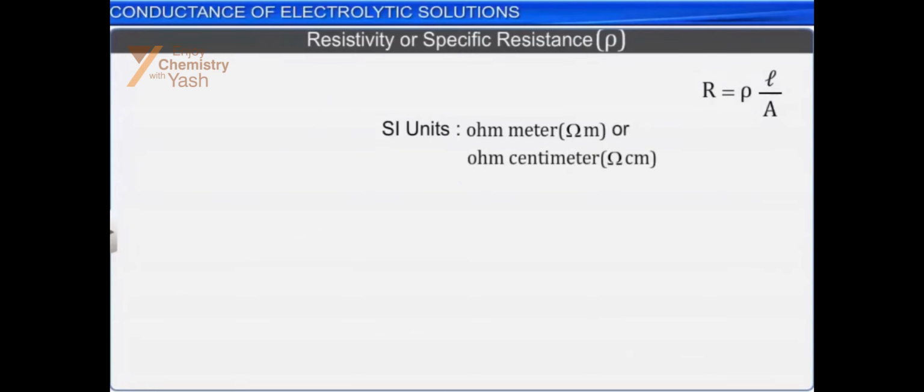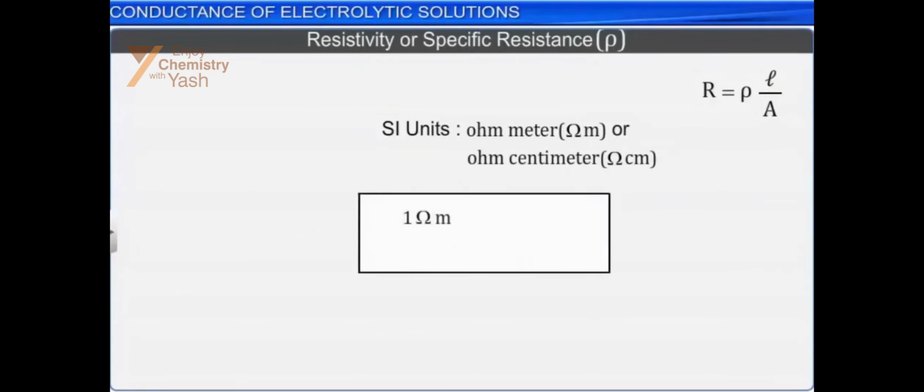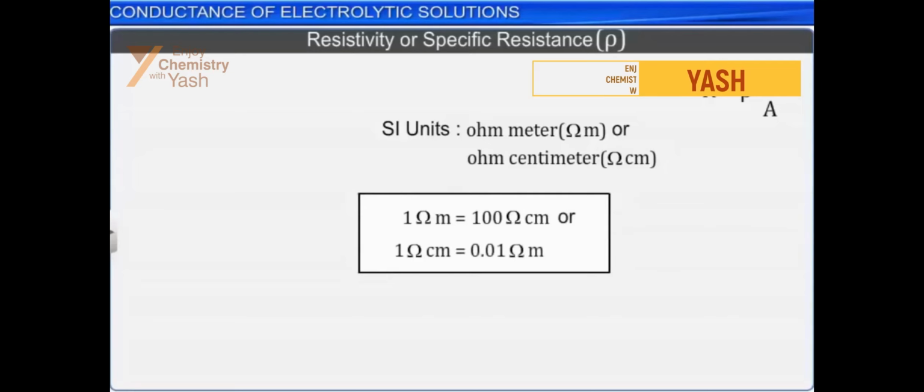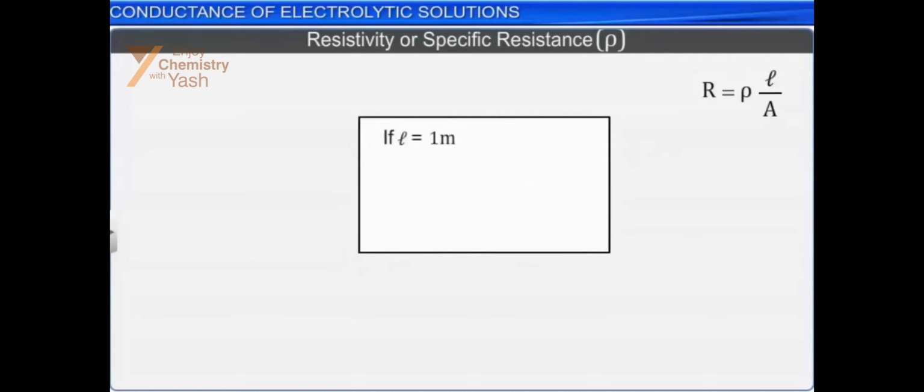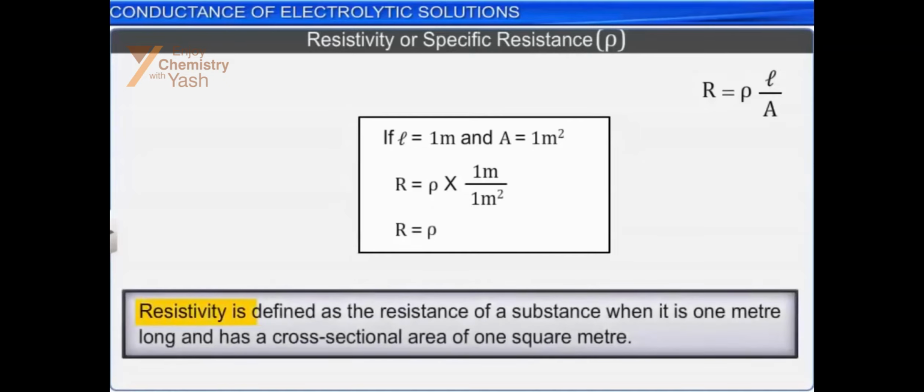Remember that 1 ohm meter is equal to 100 ohm centimeters, or 1 ohm centimeter is equal to 0.01 ohm meters. If the length of the conductor is 1 meter and the area of its cross-section is 1 square meter, then resistance R becomes equal to the resistivity ρ. Thus, resistivity is defined as the resistance of a substance when it is 1 meter long and has a cross-sectional area of 1 square meter.